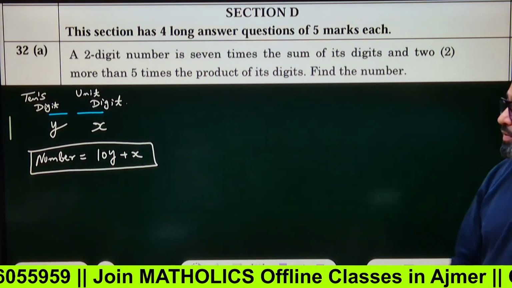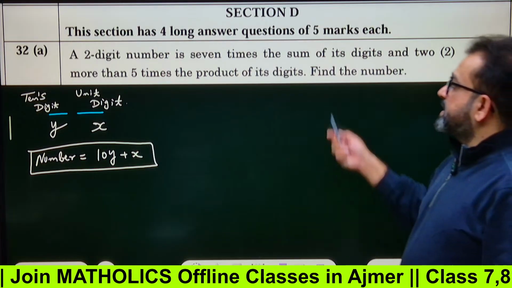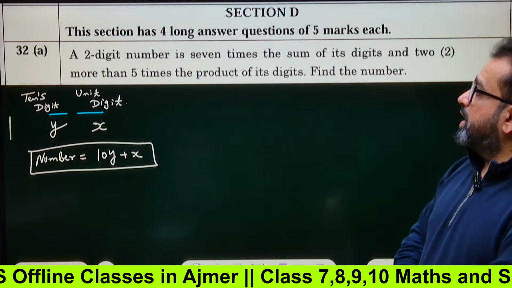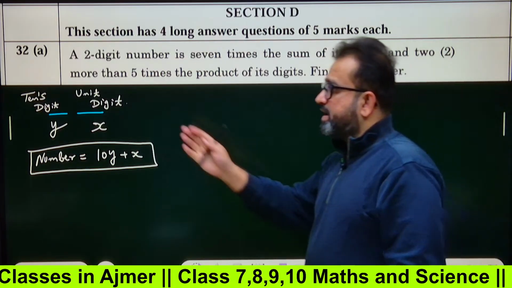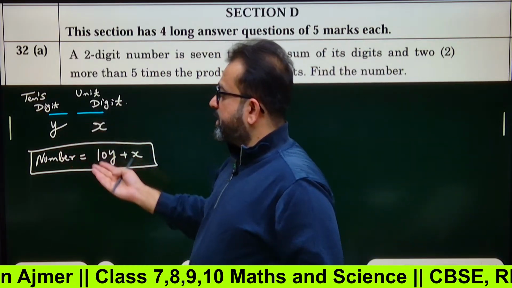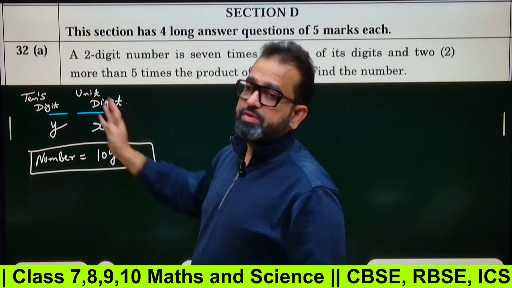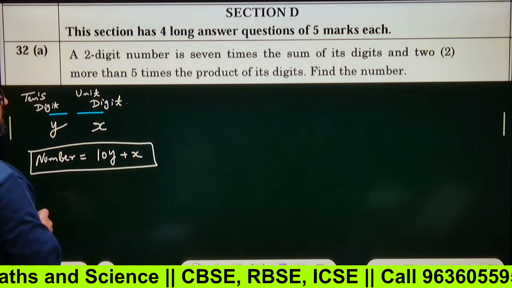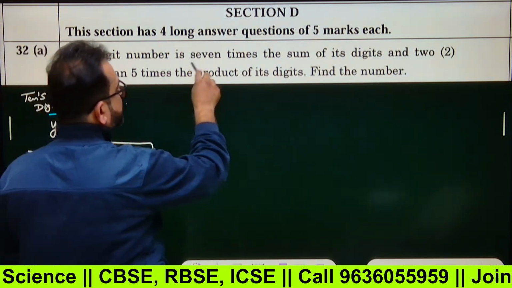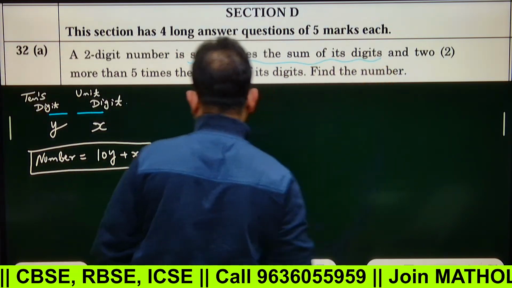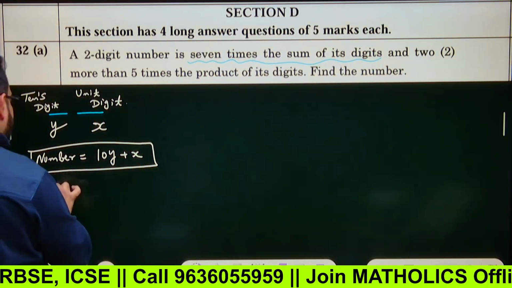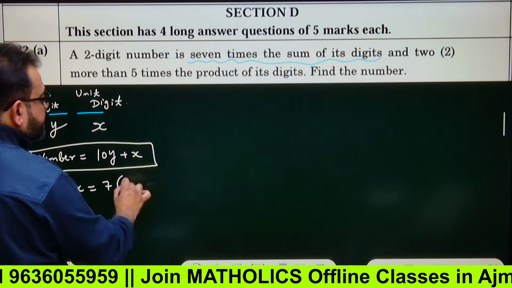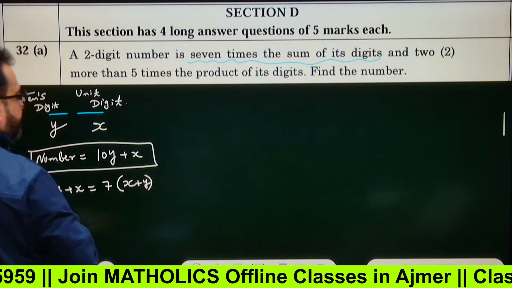The question says a two-digit number is 7 times the sum of its digits. So if the unit digit is x and the tens digit is y, I can write the number equals 10 into y plus x, 10 into tens digit plus unit digit. Also, this number is 7 times the sum of its digits. That means 10y plus x will be equal to 7 times the sum of the digits, x plus y. Got this point, every one of you?